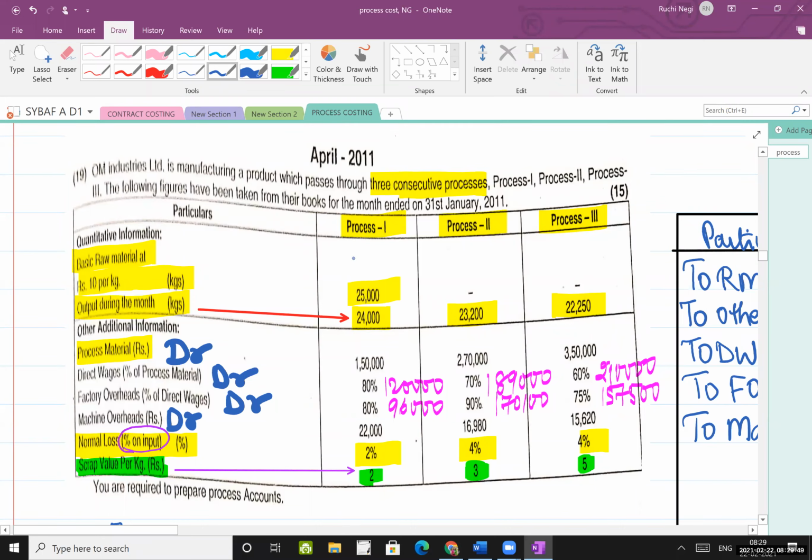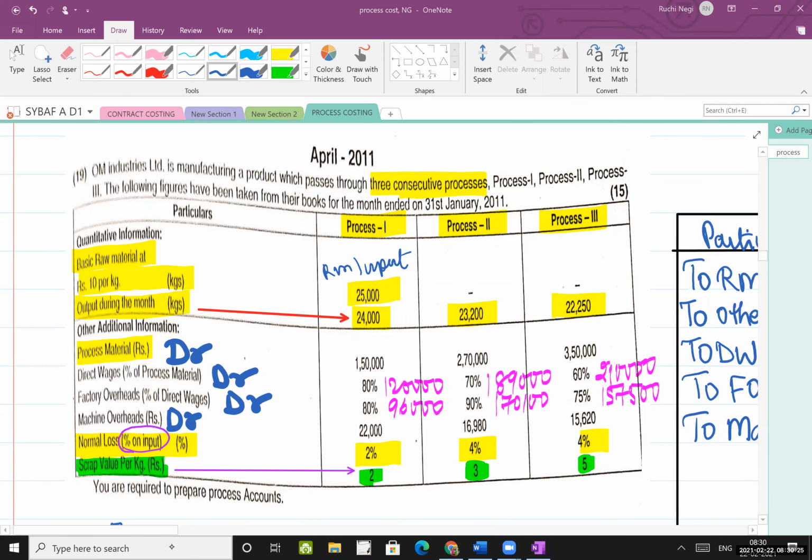Okay. तो ये है तुम्हारा input. This is your raw material input. 25,000 kgs and 1 kg is how much? 10 rupees. Okay. Next, output is given to you that we will take into consideration when we are solving. Process material, it's an expense, related to the process debit. Direct wages. How much is direct wages? It is a percentage of process material. So obviously wages is an expense, it will be debit.